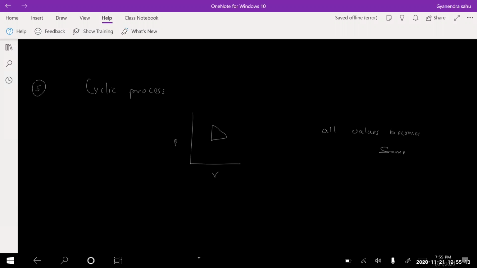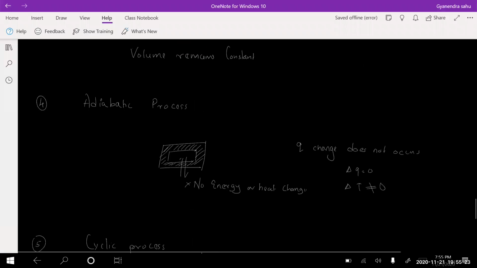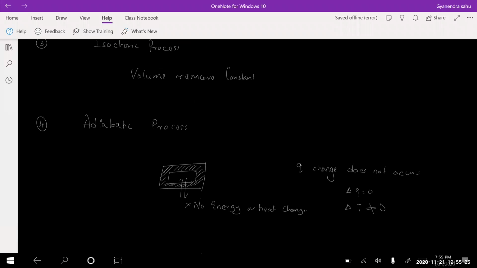So the cyclic process is clear to you? Sir, can you go to the previous page, sir? Before page? Yes, yes.